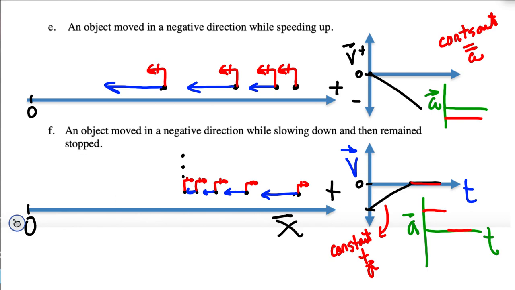I hope this helps you better understand motion maps for uniformly accelerating objects and an introduction to using both velocity and acceleration vectors on the same motion map.